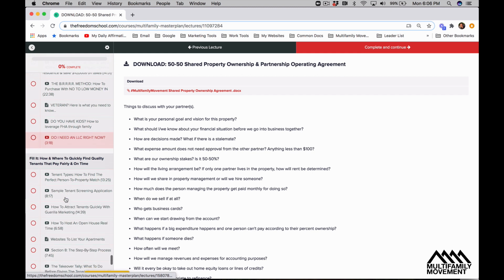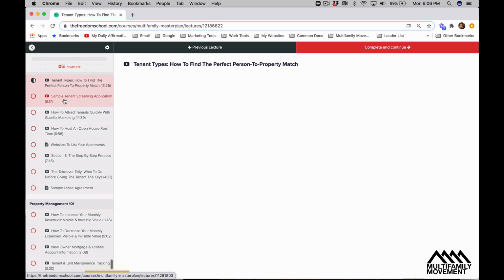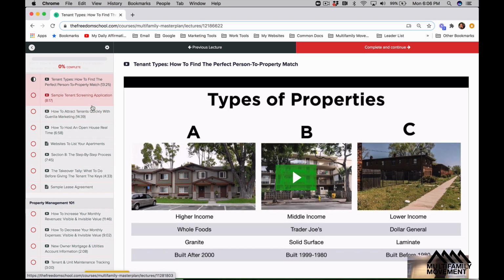All right. Then we go into the fill it module. Okay, it's one thing to have the property, but if you don't have great tenants, then that becomes a problem. And I've been able to find great tenants, and I'm going to take you step by step through my screening process, right? Give you my application that you can use for them. Understand where your property fits in terms of whether it's an A-class property, B-class property, or C-class property, because that then determines what type of tenant that you actually attract.